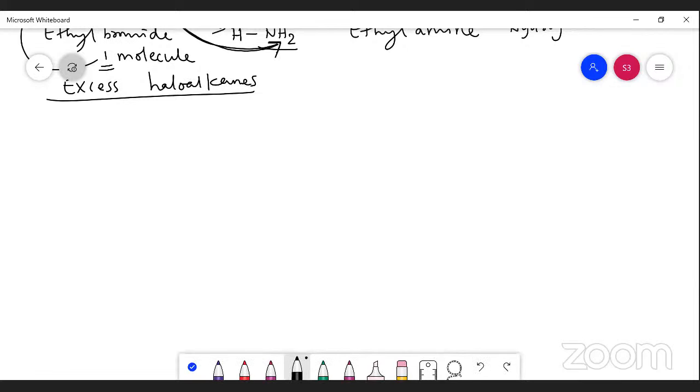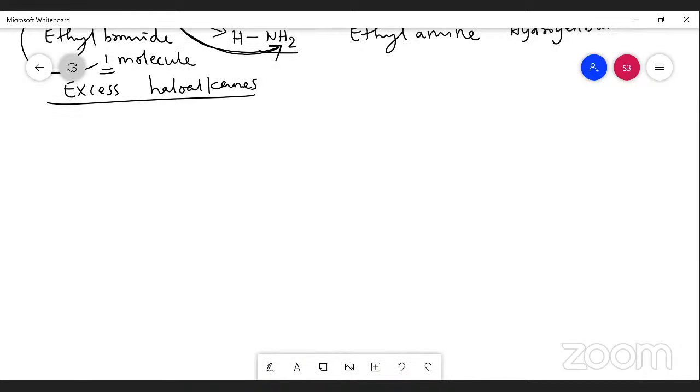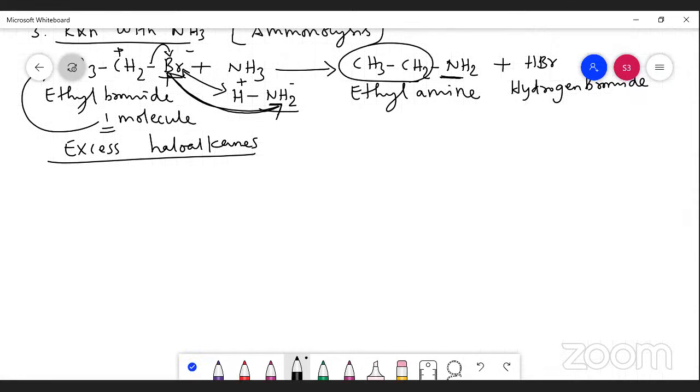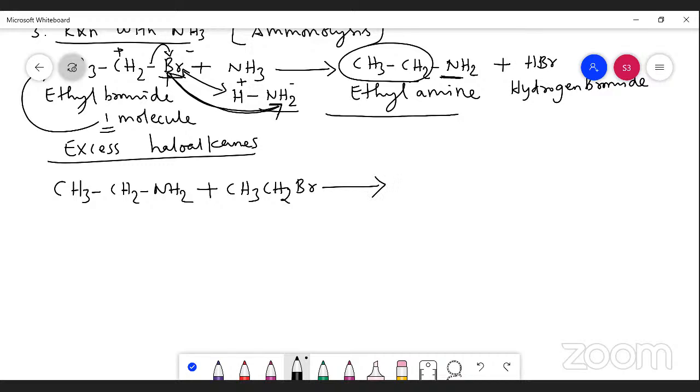Okay. If you take excess haloalkanes, now you take the first product. What is your first product? Ethylamine. So let me take ethylamine as CH3CH2NH2. Okay, you take the ethylamine. It reacts with one more molecule of a haloalkane. Suppose the second molecule I am going to take like this: CH3CH2Br. Okay, we know this is your first product.